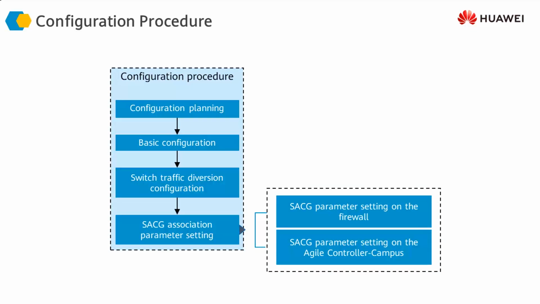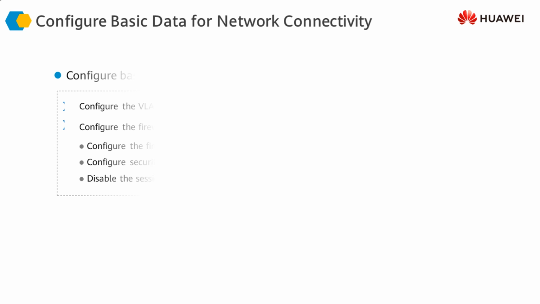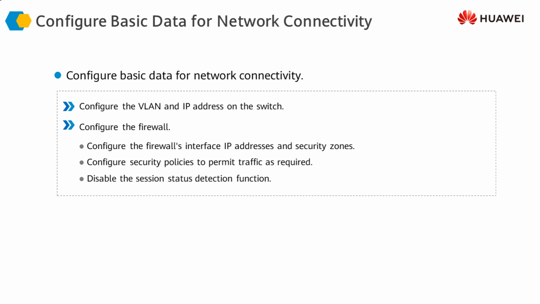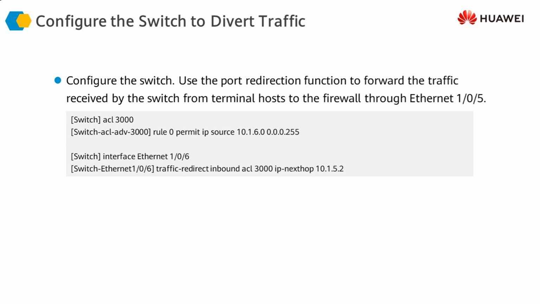The configuration steps are once again very similar. Basic configuration, we do the configuration on the switch and the firewall for traffic diversion, and then we do the SACG related configuration on the firewall and the agile controller. The basic configuration remains the same, as you can see, and then we do the configuration on the switch.